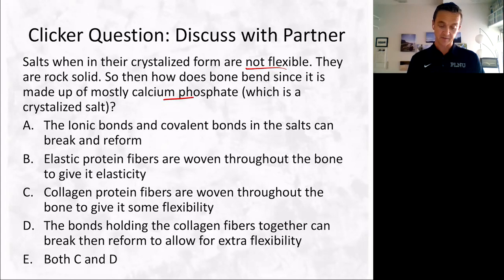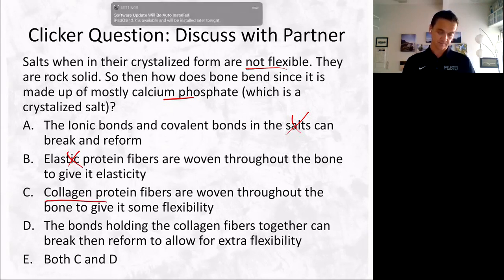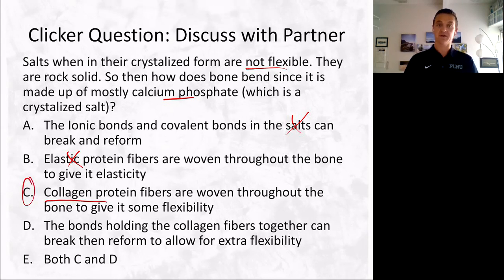So the options here: A, the ionic bonds and covalent bonds in the salts break and reform. Nope, not how salts work, okay? B, elastic protein fibers are woven throughout the bone to give it elasticity. No, we don't have elastic protein fibers. C, collagen protein fibers are woven throughout the bone. Yes, that is true. Those collagen protein fibers are woven throughout the bone. And then D, the bonds holding the collagen fibers together can break and reform to allow for extra flexibility. That's cool. These are called sacrificial bonds.